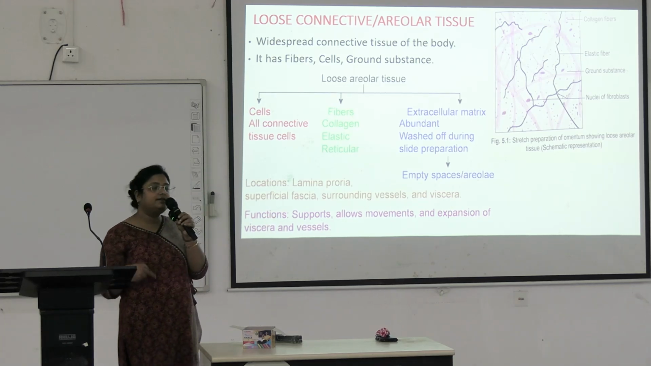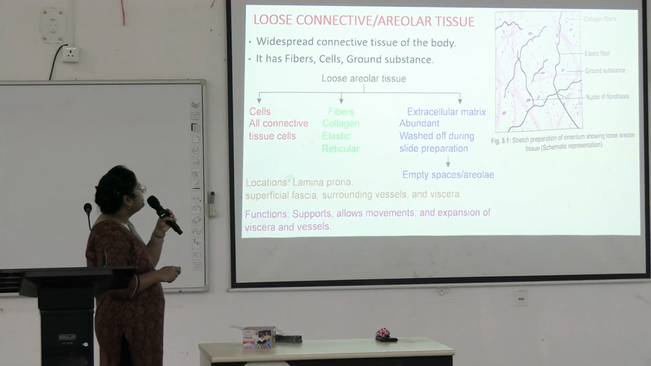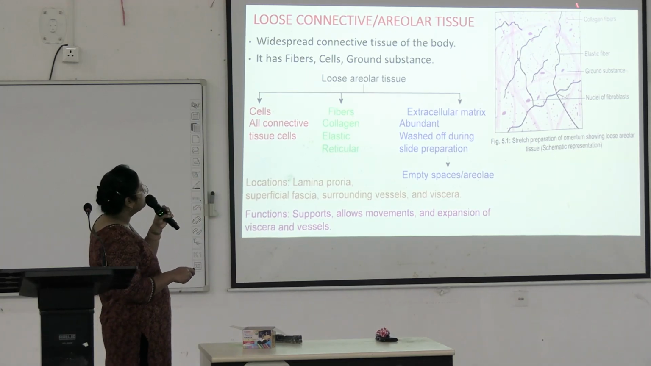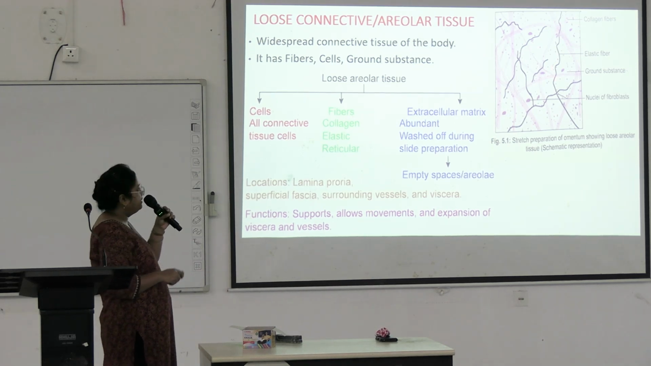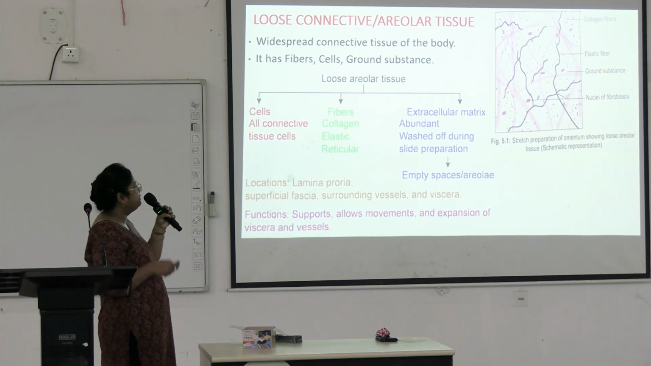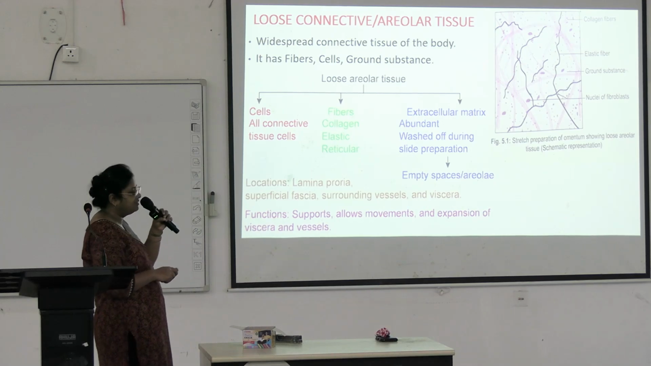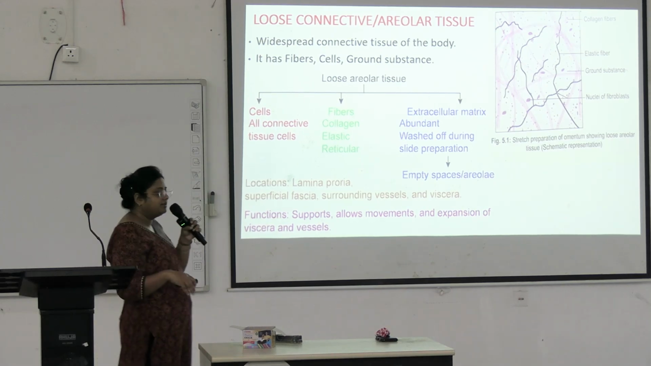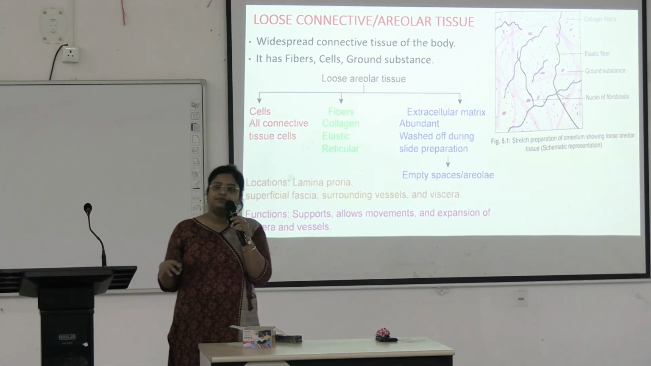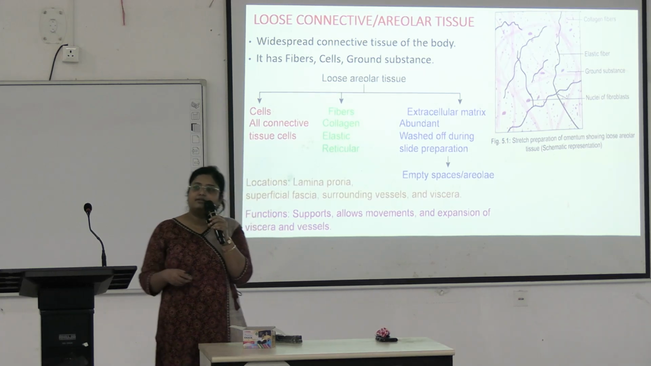That's why the name is given loose areolar tissue. See here, these are the fiber bundles. This is collagen fiber bundles, as singly lying fibers, the black colored one represent the elastic fibers. These are the cells lying in between the fibers, and these are the spaces containing the extracellular matrix. This extracellular matrix is washed off during slide preparation and forms empty spaces called areola.